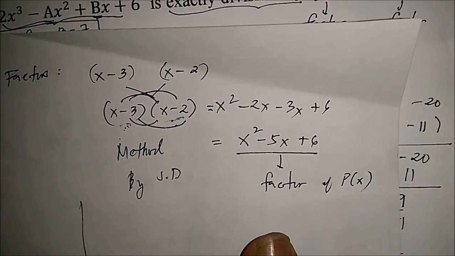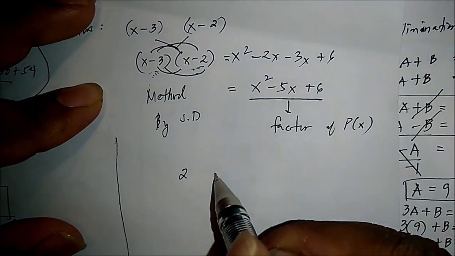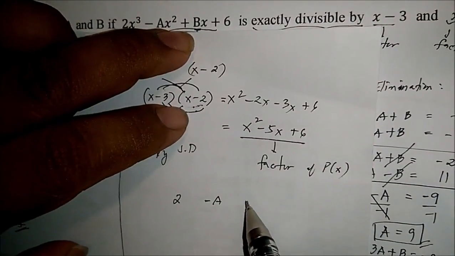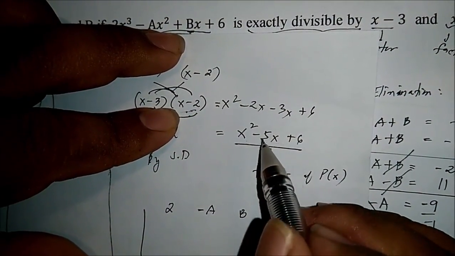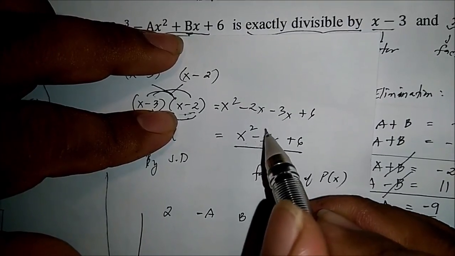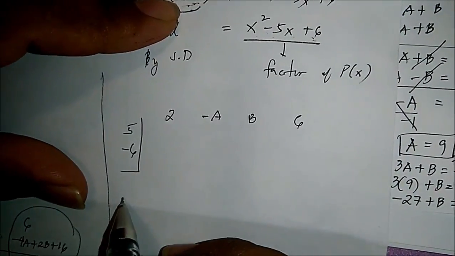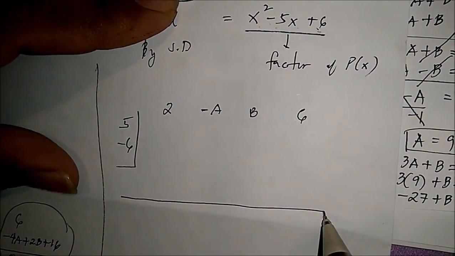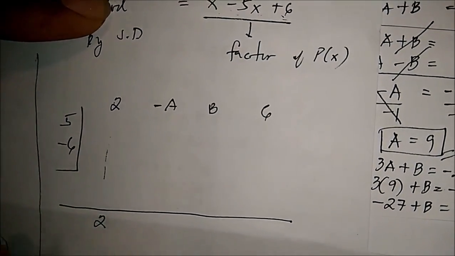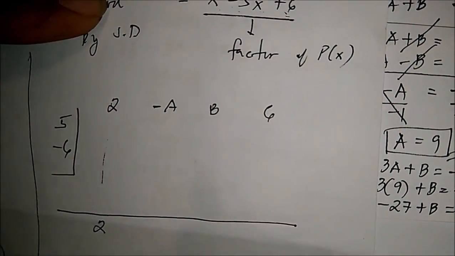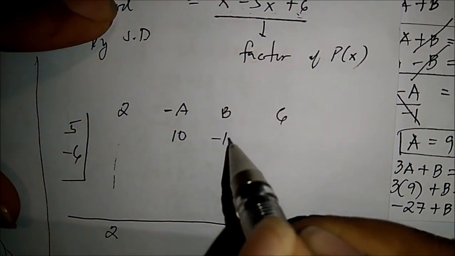So let's use synthetic division. So isulat natin yung coefficient. 2, negative a, b, positive 6. Since ito ay quadratic, then kunin ko yung dalawang synthetic divisor dito ay positive 5, dito naman ay negative 6. Okay. Then let's do synthetic division, extended synthetic division. So bring down 2, ang remainder ay 0 dapat, no? So 2 times 5 is 10, 2 times negative 6 is negative 12.